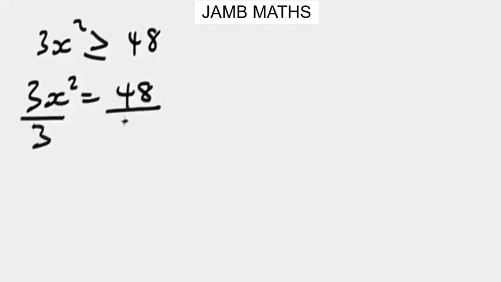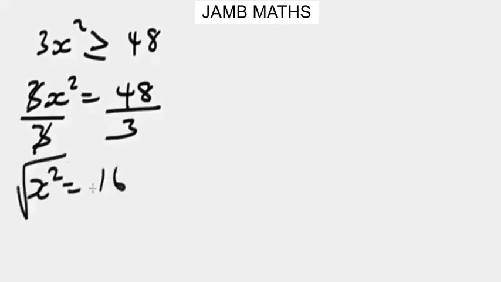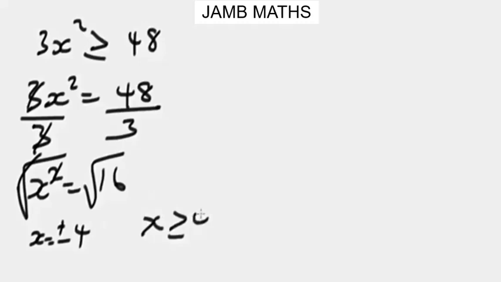We want to make x squared the subject of the formula. So 48 divided by 3 is going to give us 16. So we're going to have x squared equals 16. So you take the square root of both sides, so the square root of 16 will be plus or minus 4. Alright, to represent it using inequality convention, since it's greater than, you're going to have x greater than or equal to 4 or x is less than or equal to negative 4. Okay, so that would be the answer to this question.